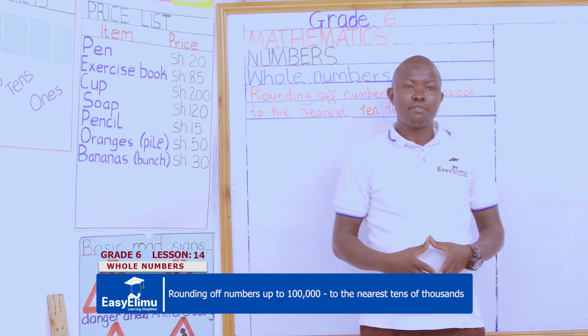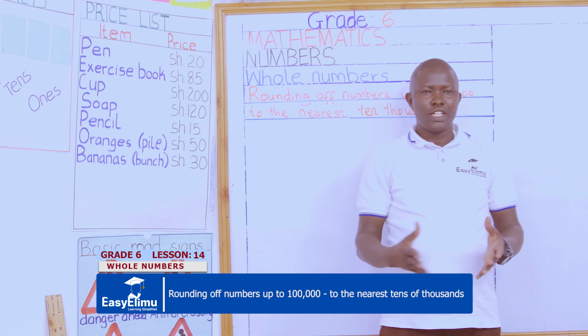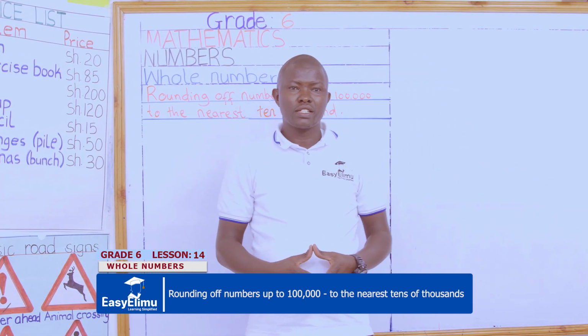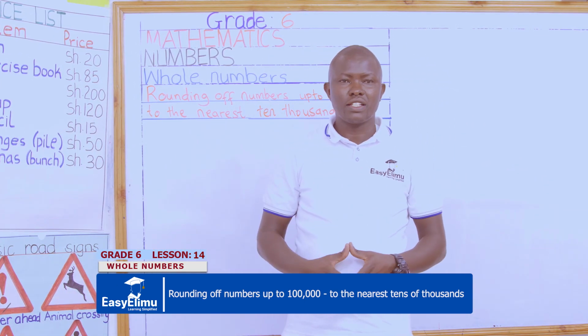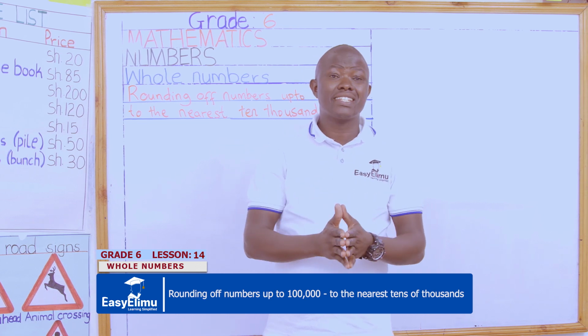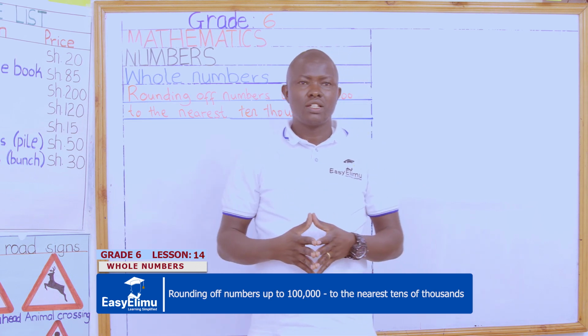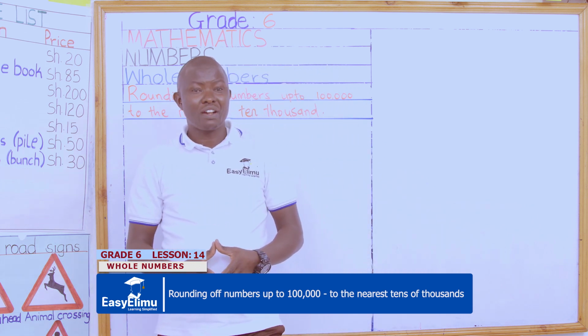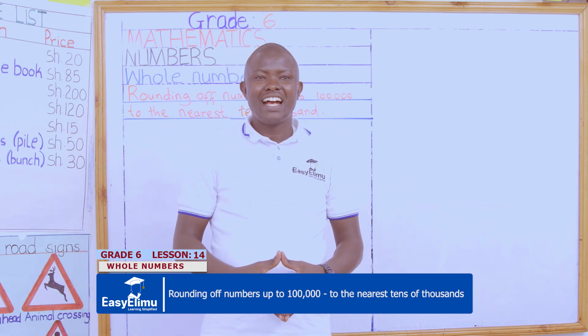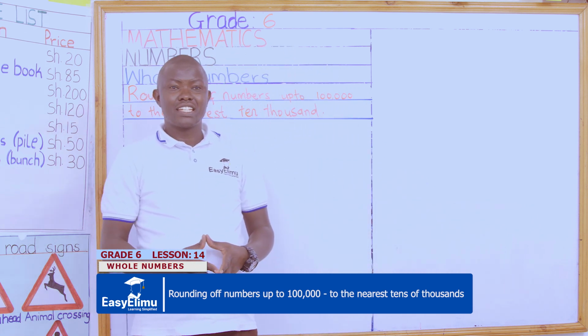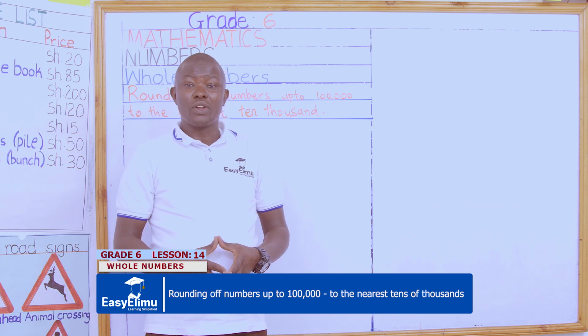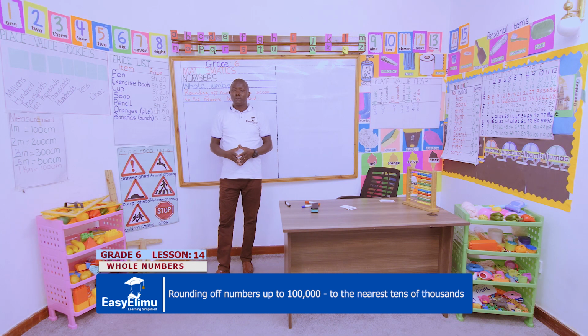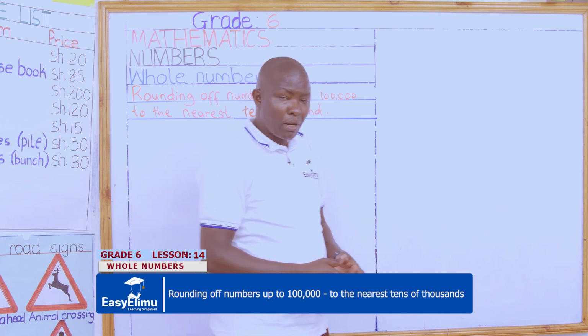For our lesson today, Mathematics for Grade 6, we'll be rounding off numbers up to hundreds of thousands, to the nearest 10,000. In our previous lesson, we learned how to round off numbers to the nearest 1,000. With this, learners, I would like us to group up. Then after you group, identify the following number cards.